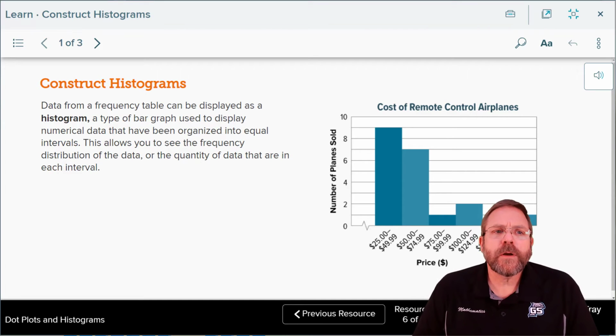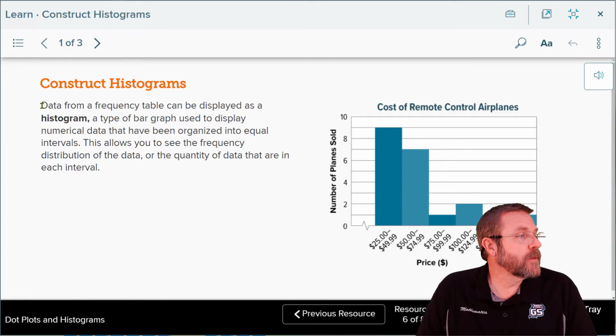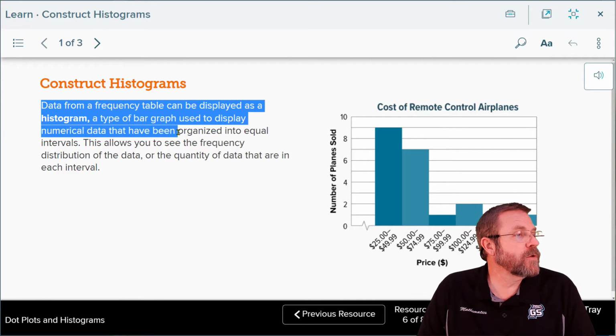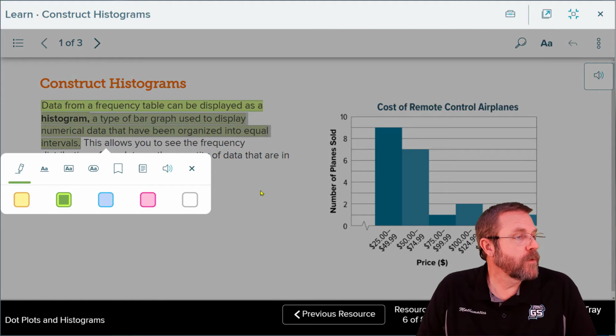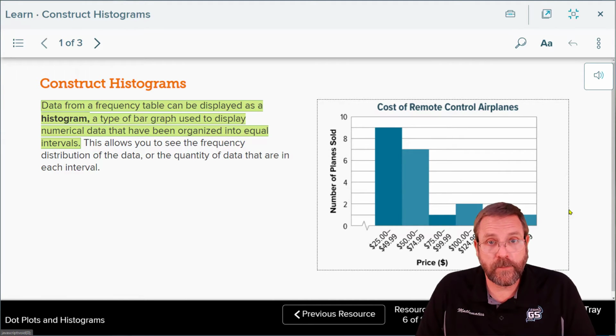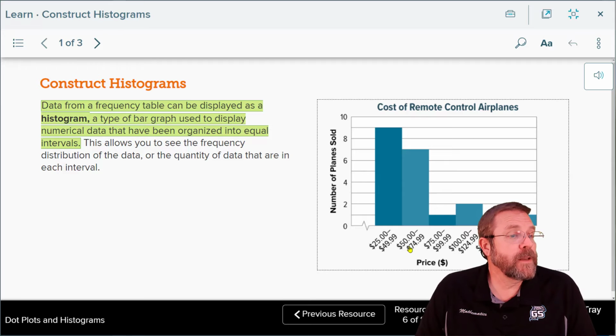From here, we're going to learn how to construct a histogram. A histogram is a very scary term, but all it is is a bar graph that involves the frequency of occurrences. And right here you get the definition. The data from a frequency table can be displayed as a histogram, which is a type of bar graph used to display numerical data that has been organized into intervals. So right here you can see a bar graph displaying numerical data that has been organized into intervals of, looks like about 50 right here, $24.99 on each one of those.